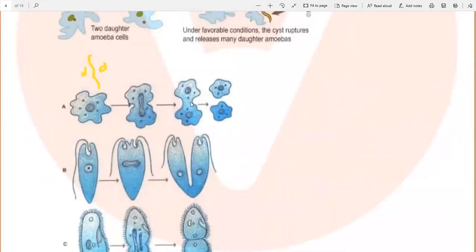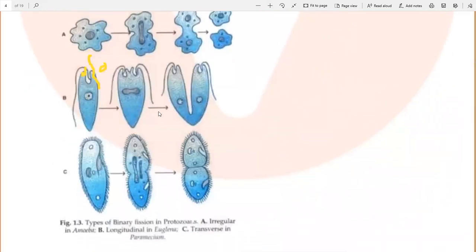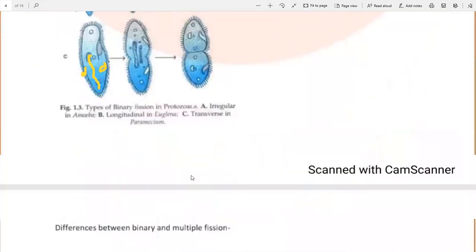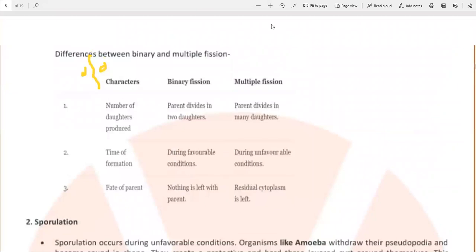This is what is called irregular binary fission. Then this is longitudinal binary fission, and this is transverse binary fission. This is the difference between binary fission and multiple fission.